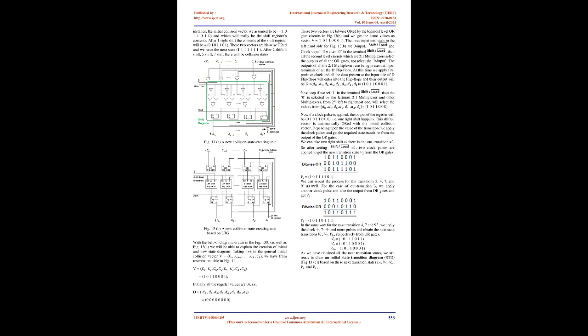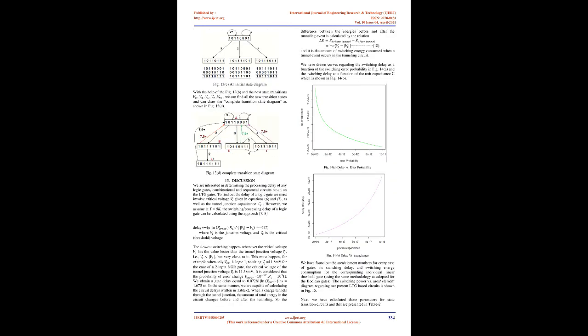At this time we apply first positive clock and all the data present at the input side of D flip-flops will enter into the flip-flops and their output will be D8 D7 D6 D5 D4 D3 D2 D1 equals 10110001. Next step, if we set 1 in the terminal, then the 0 is selected by the leftmost 2:1 multiplexer and other multiplexers, from second left to rightmost one, will select the values from 8765432, equals 10110000. Now if a clock pulse is applied, the output of the register will be 01011000, i.e. one right shift happens.